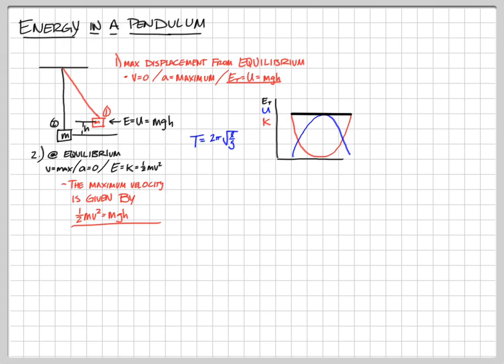And then here's the energy graph for that. So the kinetic energy, oh, I swapped my colors. Sorry about that. So the kinetic energy is in blue. We have zero kinetic energy at my highest amplitude. And we have maximum kinetic energy when we're at equilibrium.